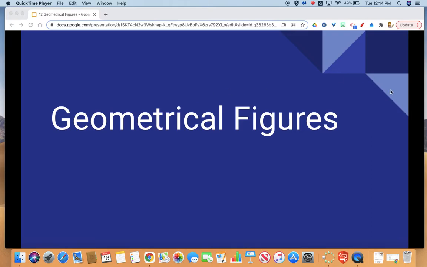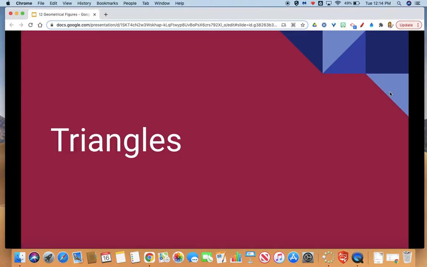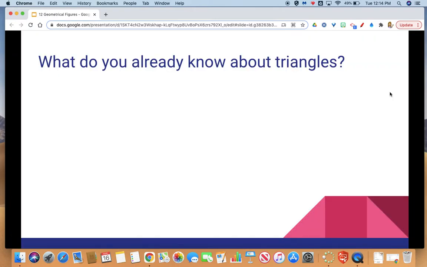Get your notebook open to a fresh page and put this title at the top, Triangles. When you're ready to continue, press play. What do you already know about triangles?